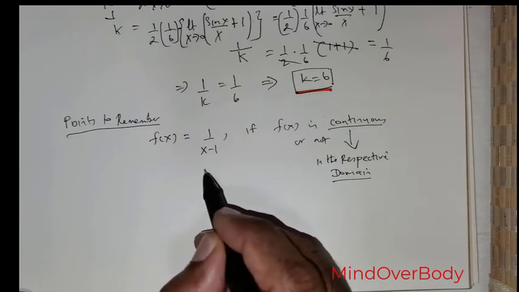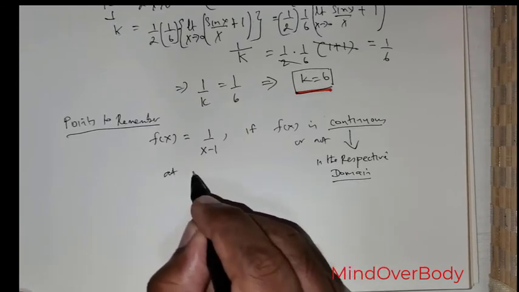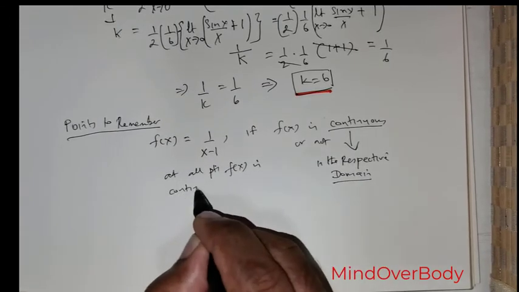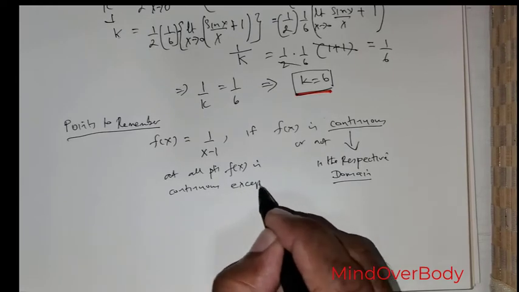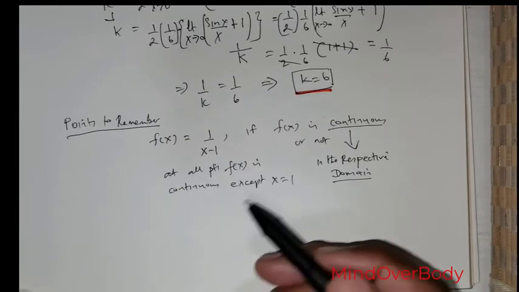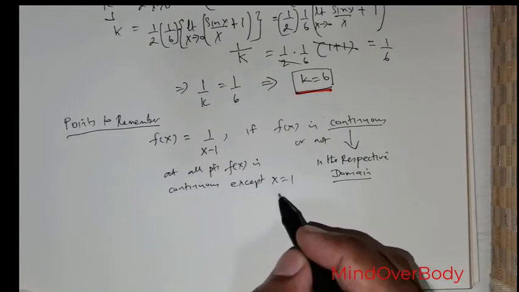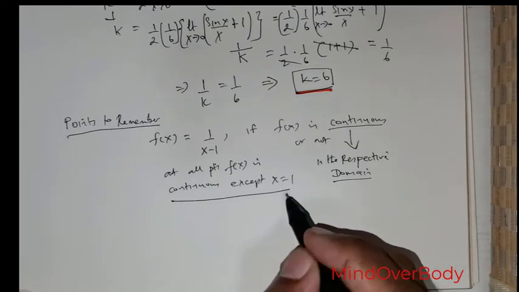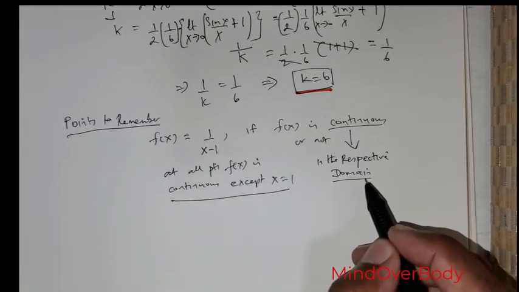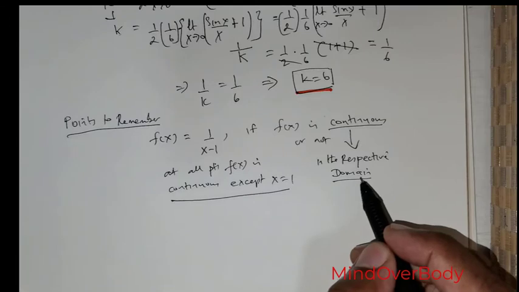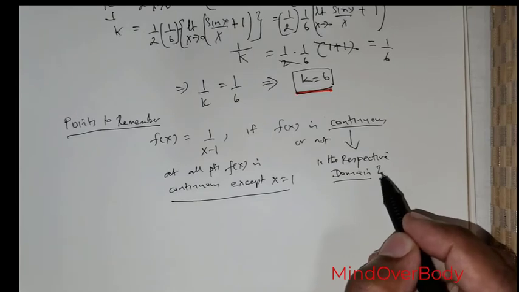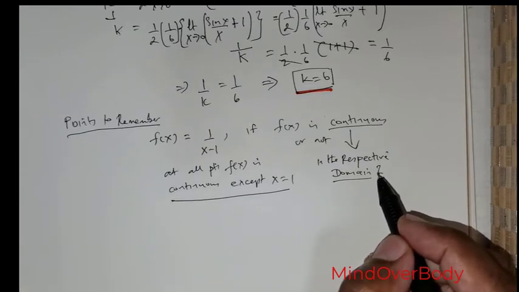So clearly f of x is continuous at all points except which point? x is equal to 1. When x is equal to 1, of course we all know the function ceases to exist. So the most important aspect we have to look at when we talk about the continuity of a function is the respective domain. If someone asks you to check if the function is continuous, immediately you should ask, what is the domain? In which domain are you talking about? You follow me? That is very important.